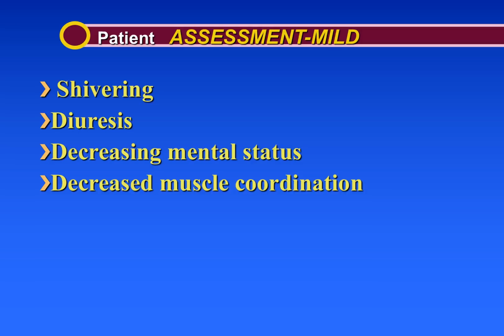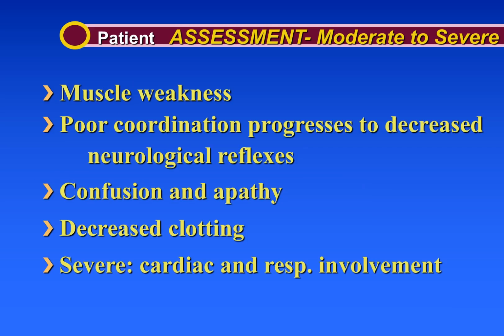If you're looking at mild, they will be shivering. Diuresis. It's an interesting thing where the body starts to shunt. And we used to call it high output failure. Before everything gets worse, they start dumping their fluids. Decreasing mental status and decreased muscle coordination. The next slide, we're going to go into a little more moderate to severe.